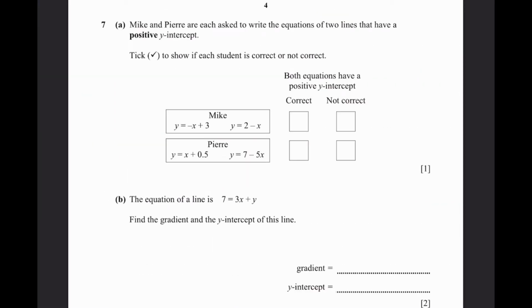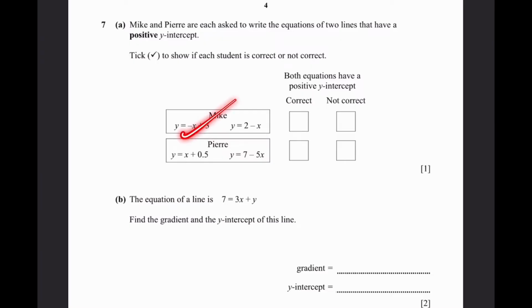Mike and Pierre are each asked to write the equations of 2 lines that have a positive y-intercept. Tick to show if each student is correct or not. Well, a positive y-intercept means that in y equals mx plus c, c has to be positive. So over here, in Mike's equations, we have y equals minus x plus 3, so m is minus 1, and c is therefore equal to 3.